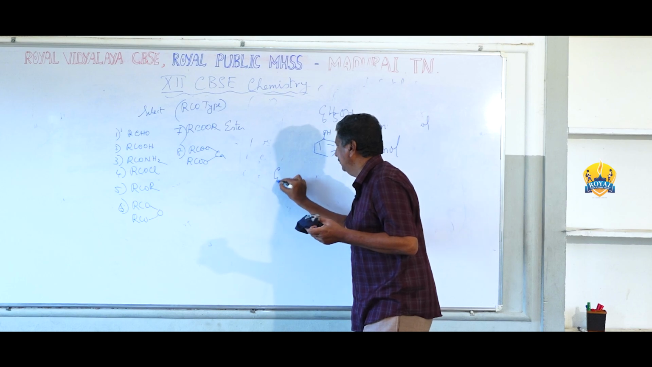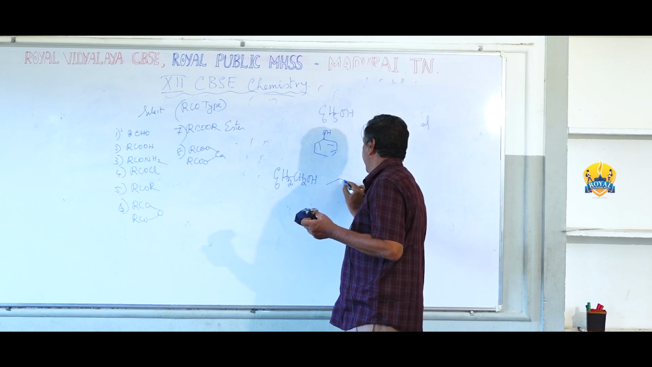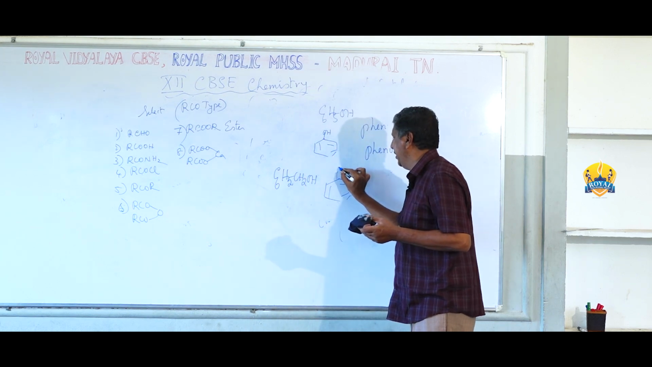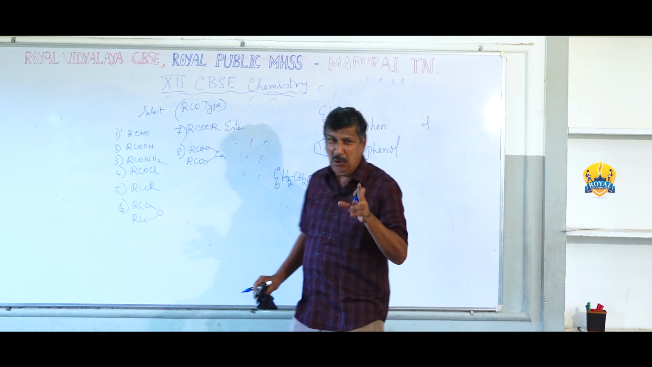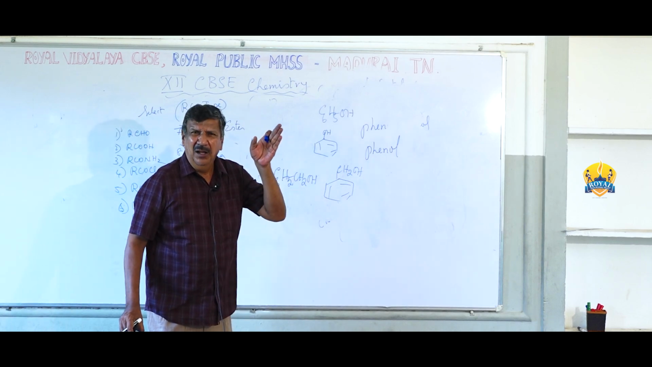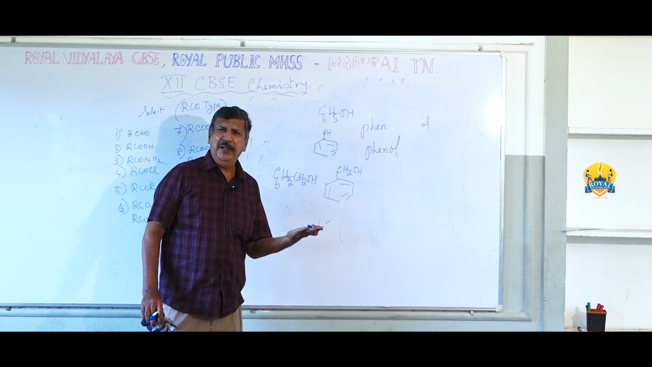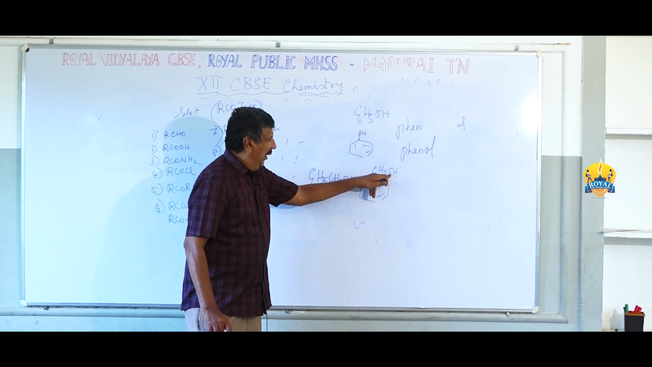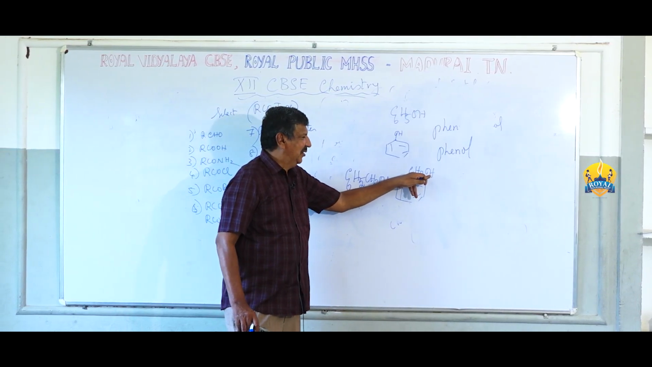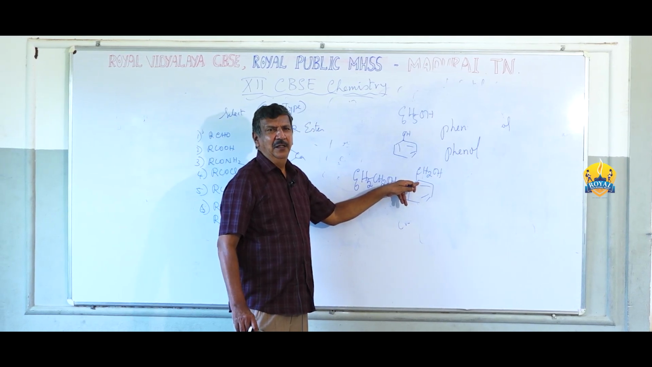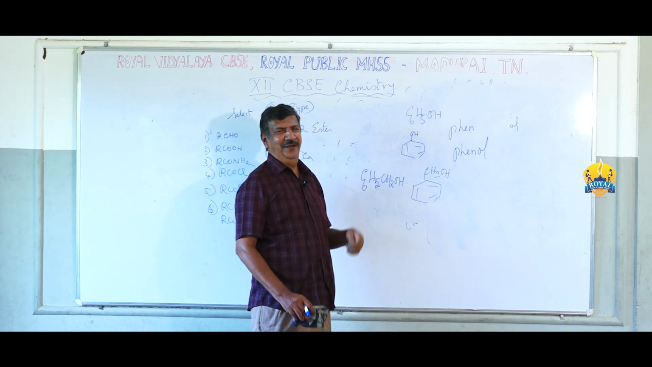Next one, this formula. Or I can write like this. Both are same. They came to know that this compound has alcoholic property. How can it have alcohol property? Because the OH group is not directly attached to the benzene ring. Since it is not attached directly to the benzene ring, it is not having a phenolic property.